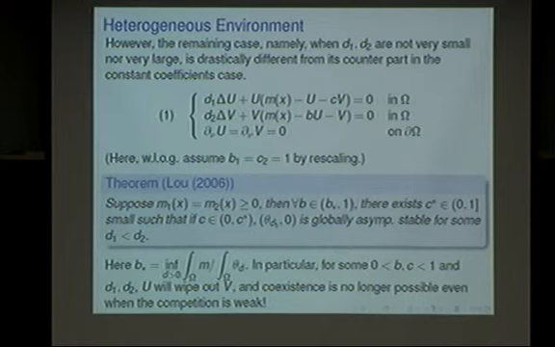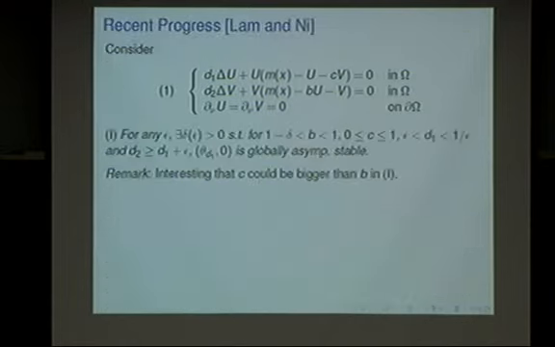Anyway, I want to talk about some recent progress I did with my student, Lam. So we also consider the same system, but we just take the elliptic system out. Then we can show that for any epsilon, there is a delta, such that if B gets closer to 1, well, C can be 1. So the interesting thing here is that C actually can be bigger than B and can be 1. Then for any D1 between epsilon and 1 over epsilon, and for any D2 bigger than or equal to D1 plus epsilon, U wipes out V.